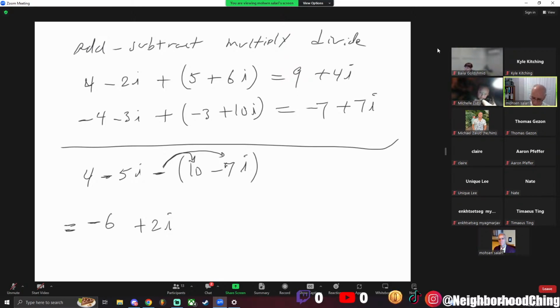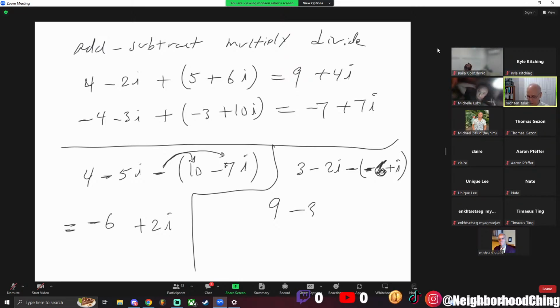All right, let's do one more. How about 3 minus 2i minus 6 plus i. Okay, my 6 looks like a b, so let me change it. This is a 6. So minus 6 is positive 6, combined with 3 gives me 9, and minus i combined with minus 2i gives me minus 3i.